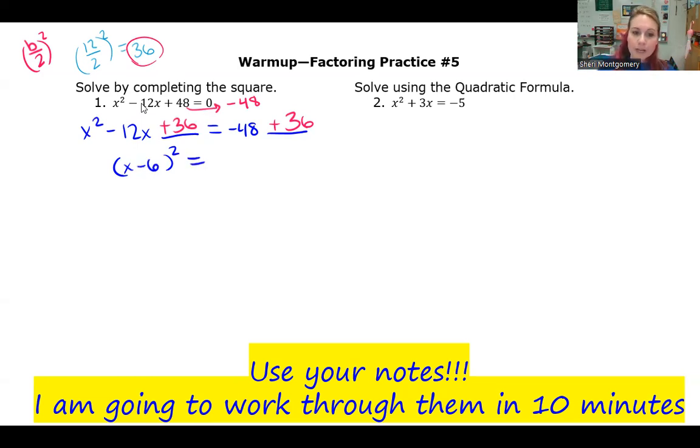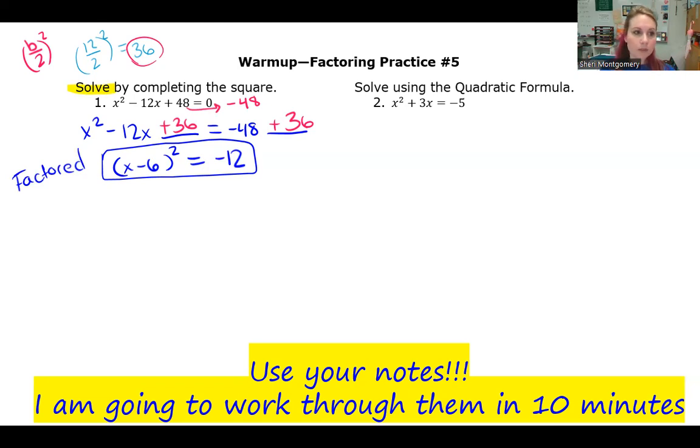On the right side, we have negative 48 plus 36. What is that? What do we get? Okay. Negative 12. So this is kind of our first part of this problem. It tells us that we need to solve. So our first step in solving, we just figured out that we factored it. Okay, that's what it looks like to be factored. But now we need to solve it.